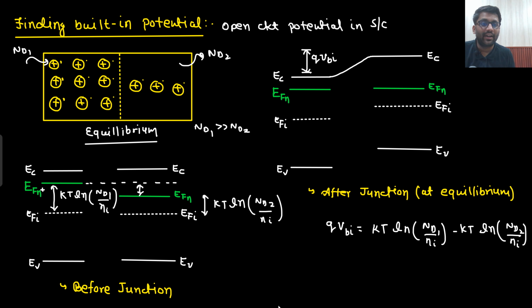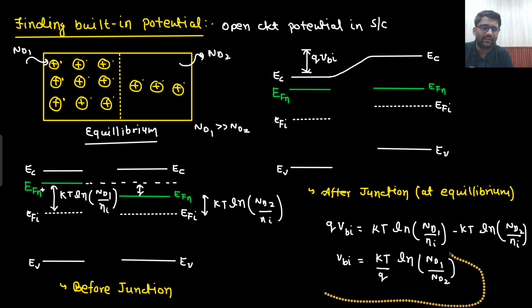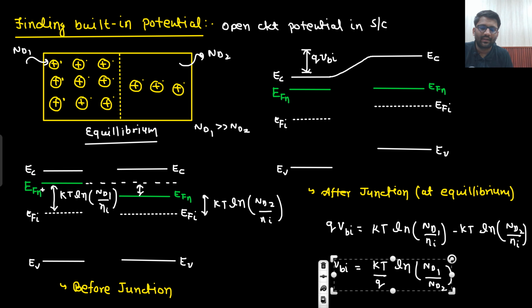So how much distance does it need to walk? It needs to walk KT ln ND1 by Ni minus KT ln ND2 by Ni. So your QVBI would come out to be KT ln A minus ln B, which would be ln A by B. So simply it would come out to be ND1 divided by ND2. And I can take this Q downward. So this will be the scenario I will be getting. So this is my built-in potential.